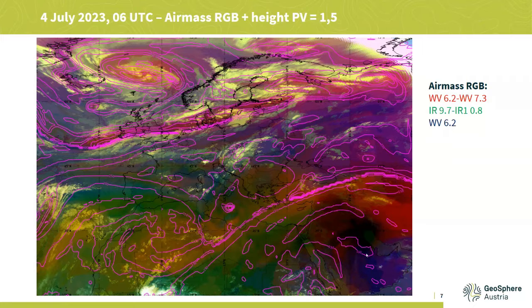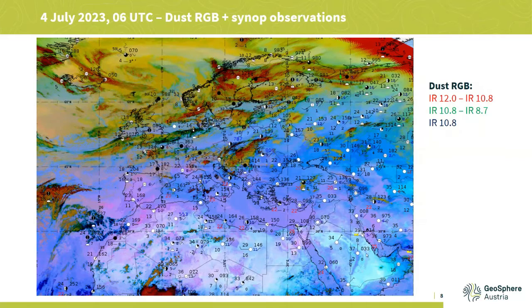And this is another limitation of the AMS RGB: if the ground, the surface, is really hot and really dry, then you also get these red signals, these red colors. I have here now, it's still 6 UTC, the dust RGB, just so that you have a better contrast to see the synop observations, because in these desert areas, take a look at the temperatures. We have surface temperatures around 34, 37, 33 degrees.